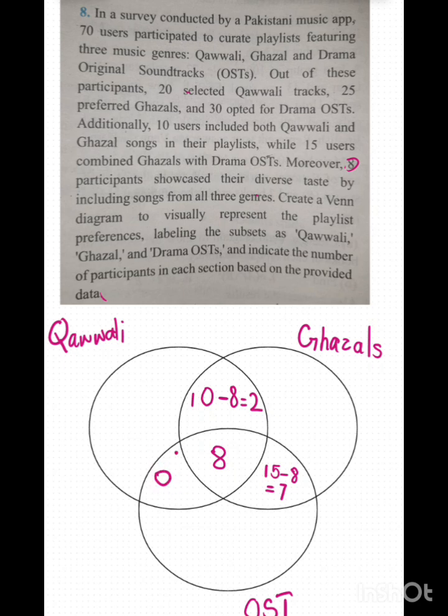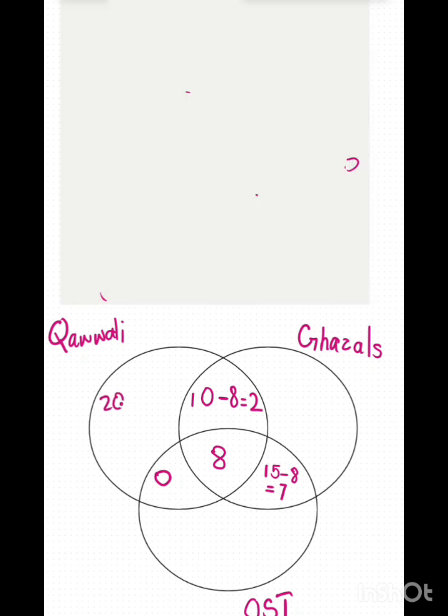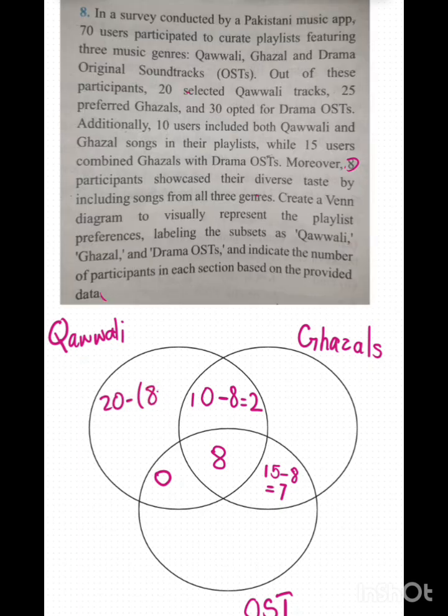Now the participants who are basically having interest in Qawwali, the total were, you can see, 20. So we will again do the same as we did in the previous question. So 20 minus 2 plus 8. So it would be 10. 10 participants who selected Qawwali songs only.